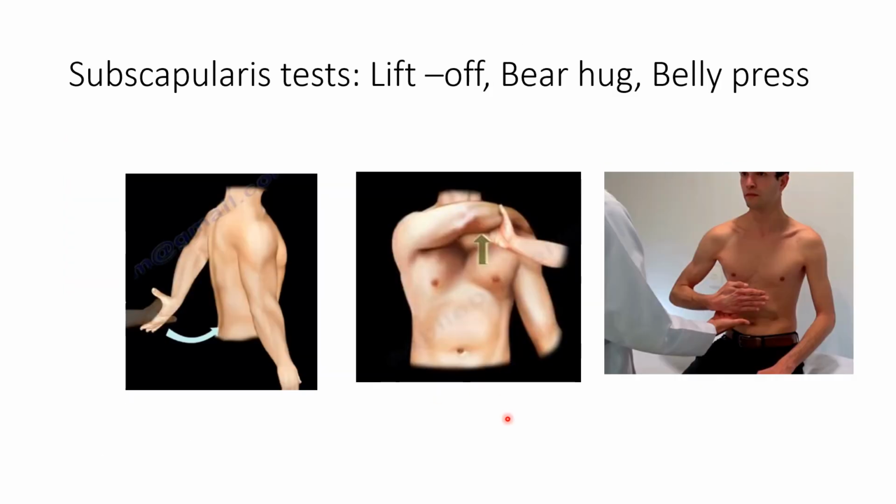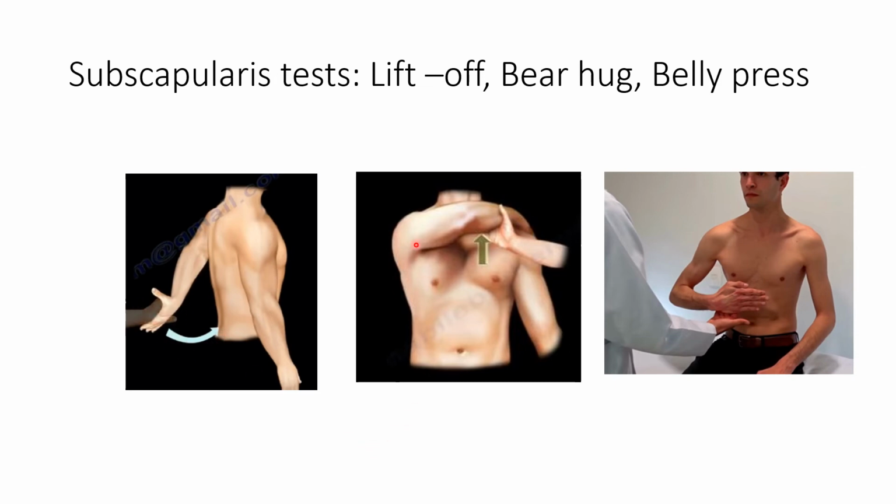Now let us see the tests for the subscapularis tendon integrity, and one is the lift-off test. Here you can see the person keeping his hand on his back in the midline, and then he should be able to move the arm away from the back. You can see the dorsum of the hand close to the back, and then he should move away from it. If the subscapularis tendon is intact, he will be able to do it. Otherwise, he will not be able to do it.